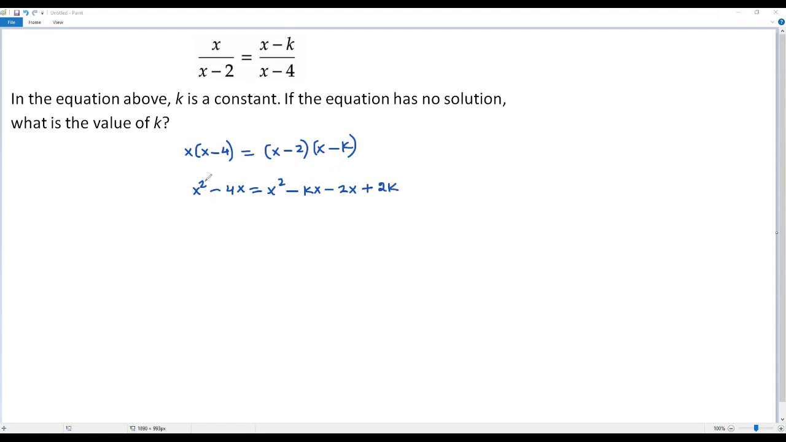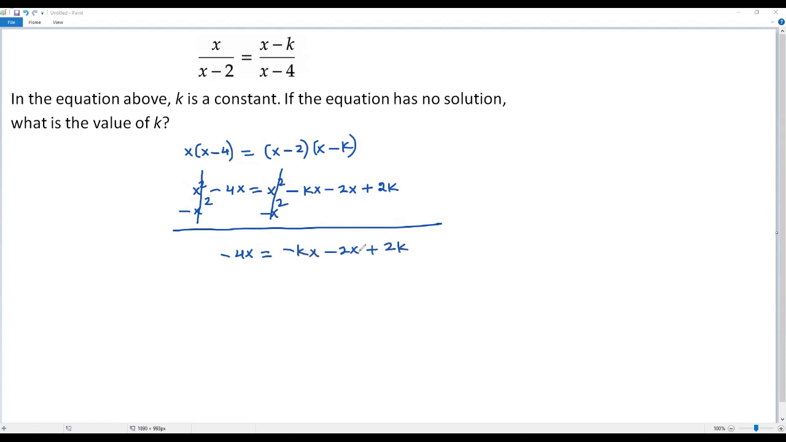We find x squared on both sides of this equation. To get rid of the x squared on the left side and right side, we can subtract x squared from both sides of this equation. When I do so, this positive x squared and negative x squared will cancel out. The same here. We get negative 4x equals negative kx minus 2x plus 2k.